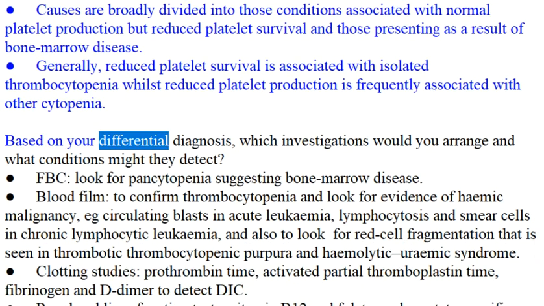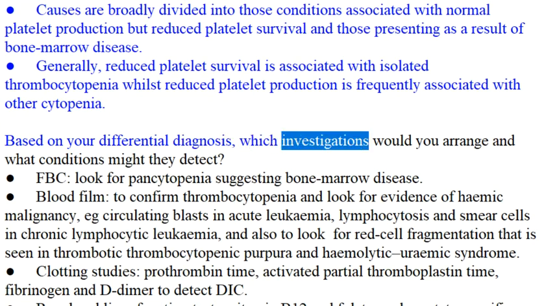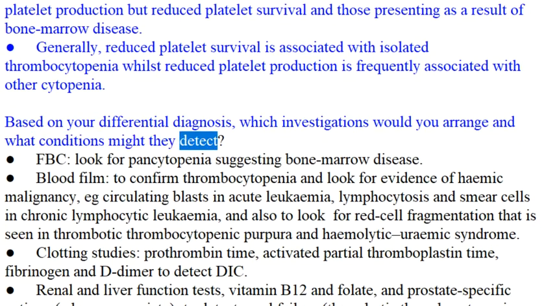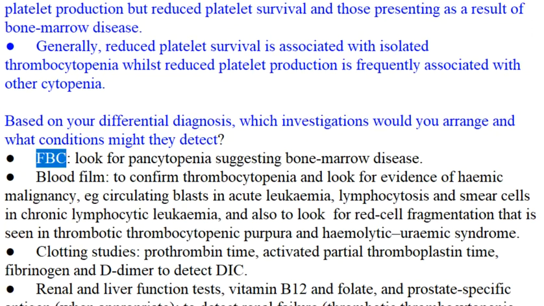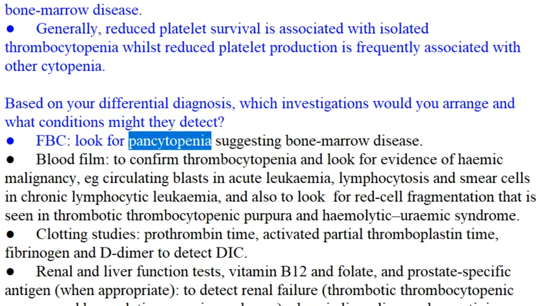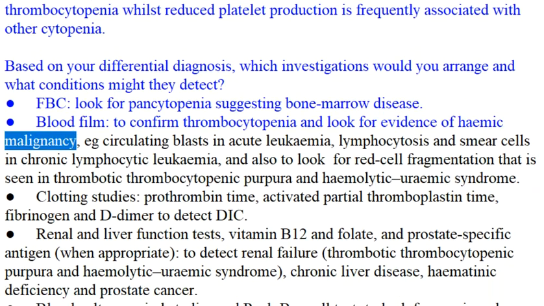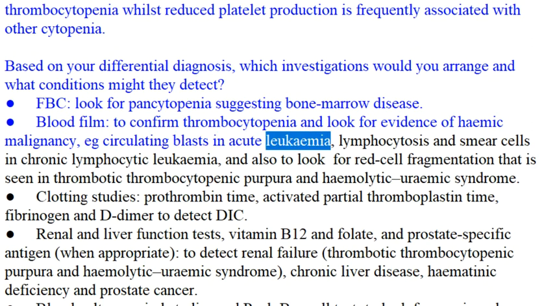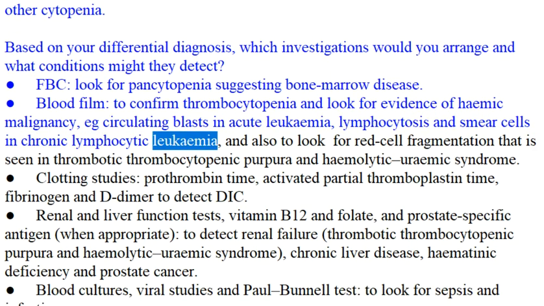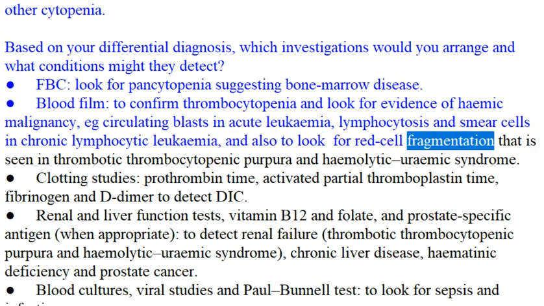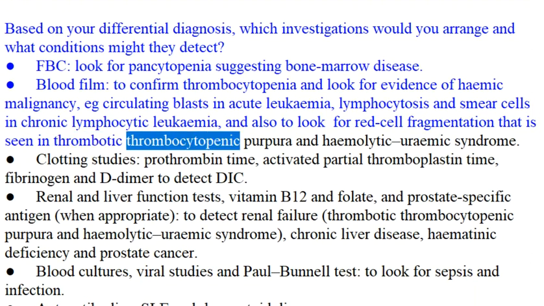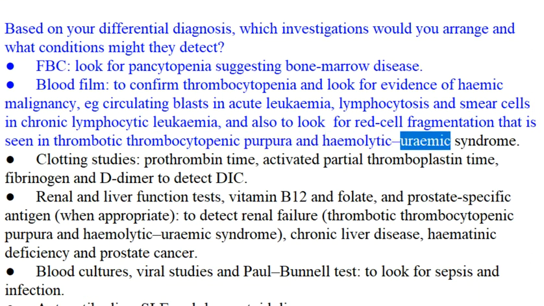Based on your differential diagnosis, which investigations would you arrange and what conditions might they detect? FBC: look for pancytopenia suggesting bone marrow disease. Blood film: to confirm thrombocytopenia and look for evidence of hemic malignancy, e.g. circulating blasts in acute leukemia, lymphocytosis and smear cells in chronic lymphocytic leukemia, and also to look for red cell fragmentation that is seen in thrombotic thrombocytopenic purpura and hemolytic uremic syndrome.